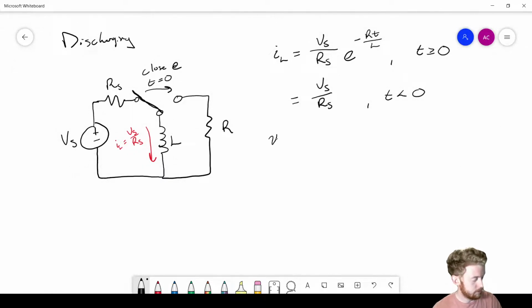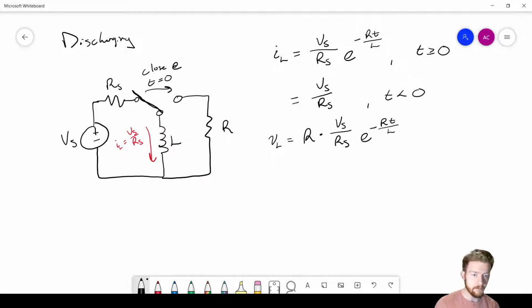Now let's look at the voltage. The voltage across that inductor is going to be R. Now remember, R is different than Rs. So we have R times Vs over Rs, e to the negative Rt over L. Once again, this is for t greater than or equal to 0. And then before that, we said, after a switch has been closed for a long time and an inductor is fully charged, it looks pretty much like a short circuit. A short circuit is going to have 0 volts across it. That's for t less than 0.